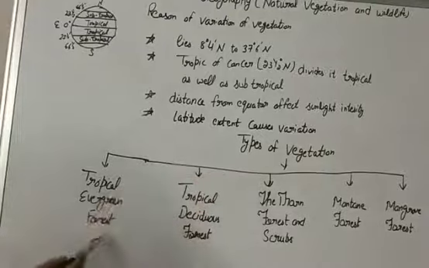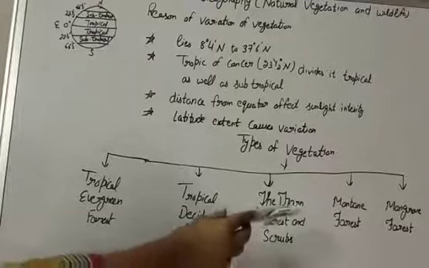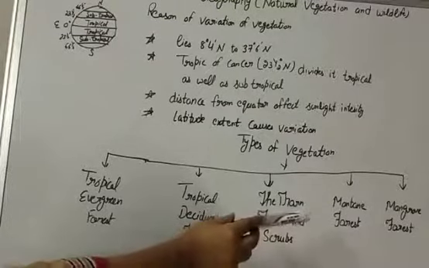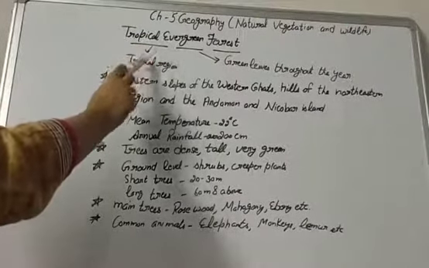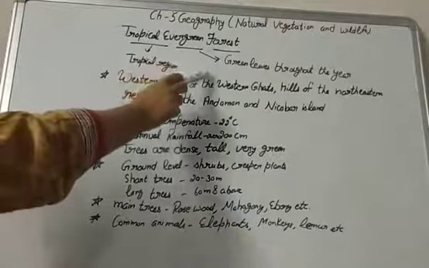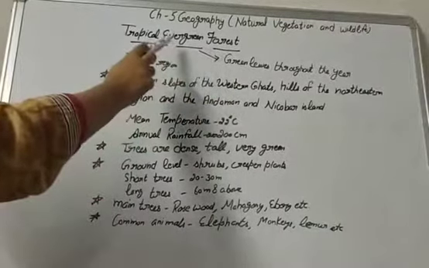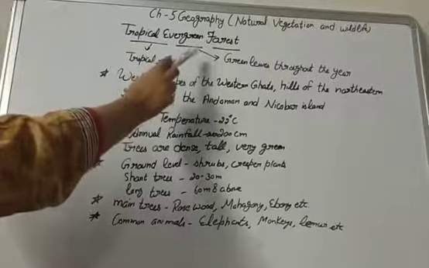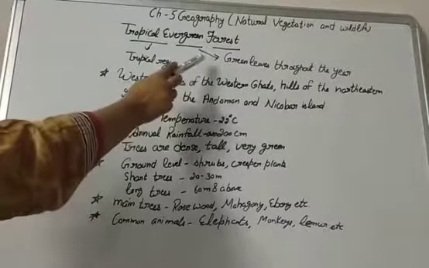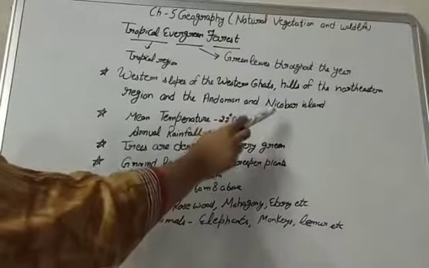Now that we have a brief overview of the latitudinal spread of India, Indian forests can be broadly divided into 5 types: tropical evergreen forest, tropical deciduous forest, thorn forest and scrubs, mountain forest, and mangrove forest. The first word, tropical, means the tropical region, and the second word, evergreen, means green leaves throughout the year. So altogether, tropical evergreen forest is a forest that is green throughout the year and exists in tropical regions. They are found in the western slopes of the Western Ghats, hills of the northeastern region and the Andaman and Nicobar Islands.